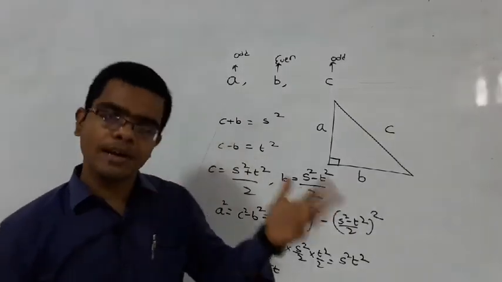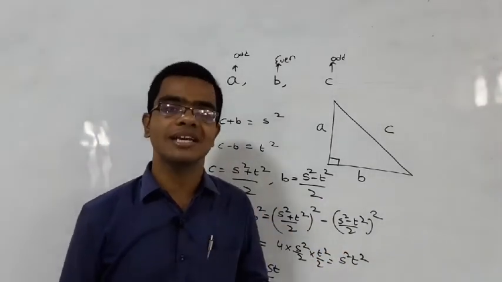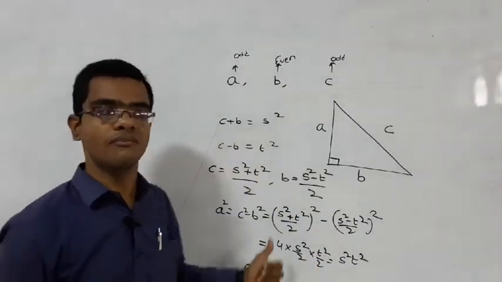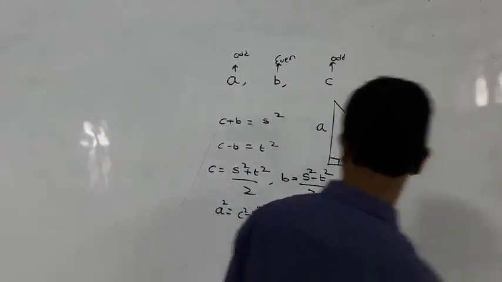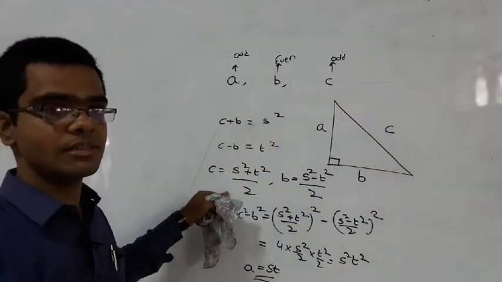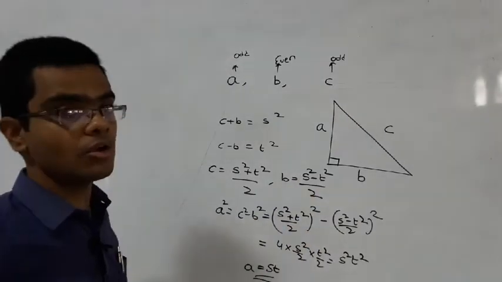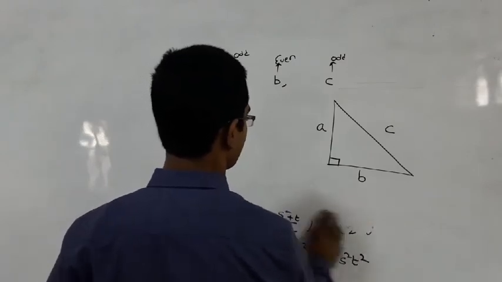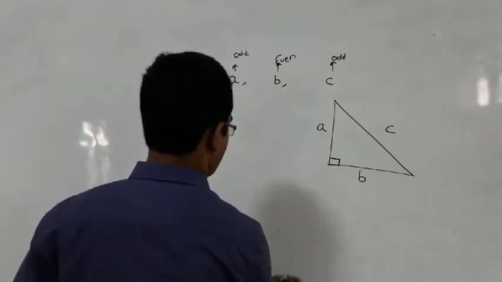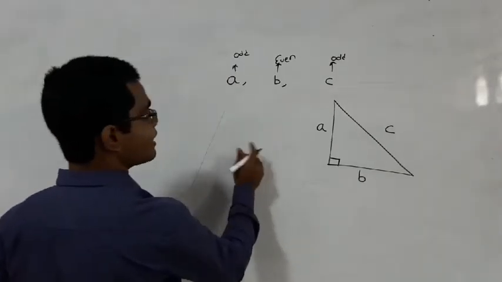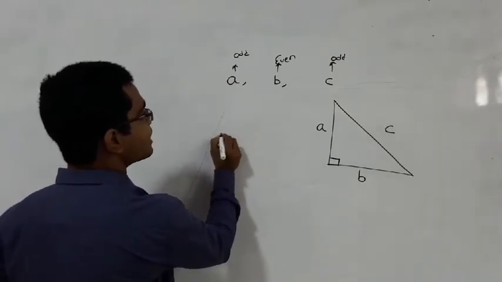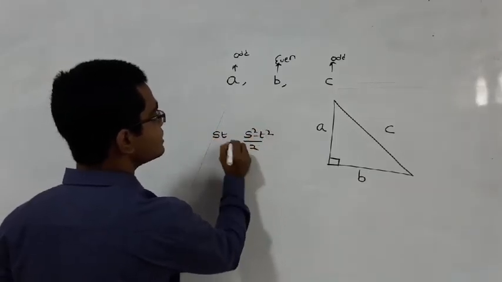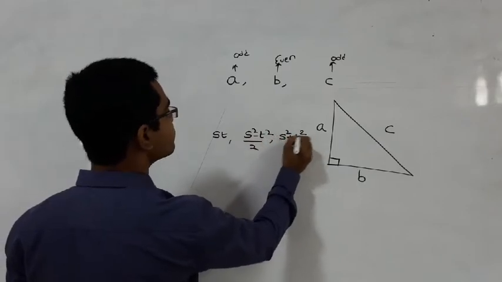See, there are infinite Pythagoras triplets. What is the proof that there are infinite Pythagoras triplets? Yeah, we are going to prove it. For all the Pythagoras triplets, there is a way or formalization we can write. So we got C is equal to S square plus T square by 2, B is equal to S square minus T square by 2, and A is equal to ST. That means I can write the Pythagoras triplets as A, B, C: A is nothing but ST, B is nothing but S square minus T square by 2, C is nothing but S square plus T square by 2.